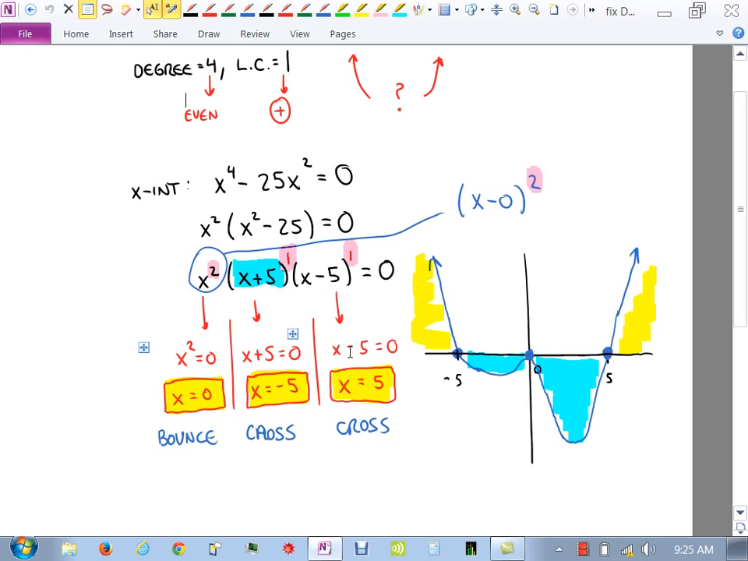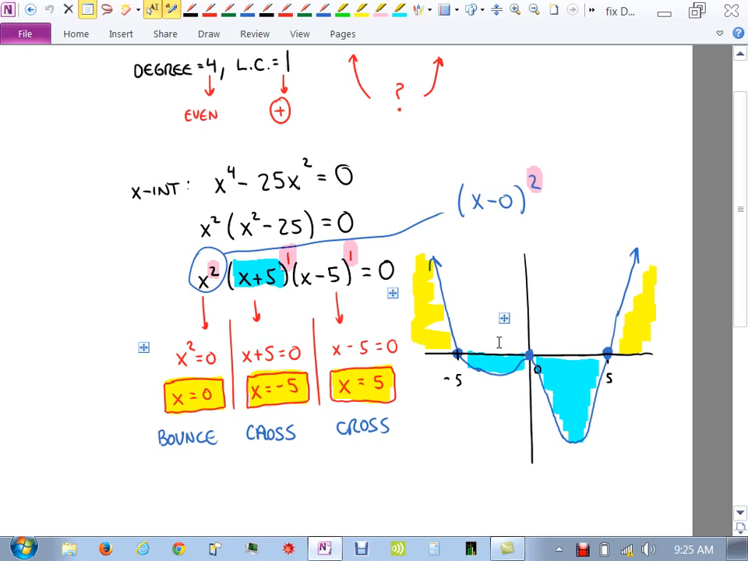Now to determine if we cross or bounce at those x-intercepts, we look at the powers on each of the factors. So we have a 2 here. Even number here means that we bounce. A 1 is odd, that means we cross. A 1 here is odd, we cross.